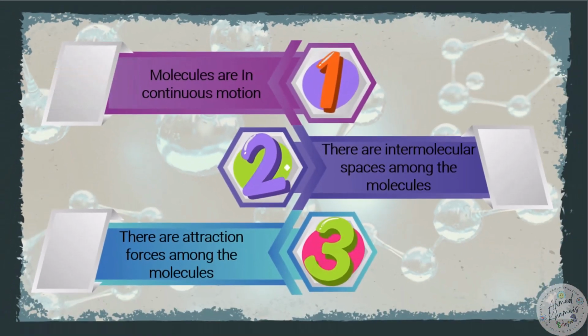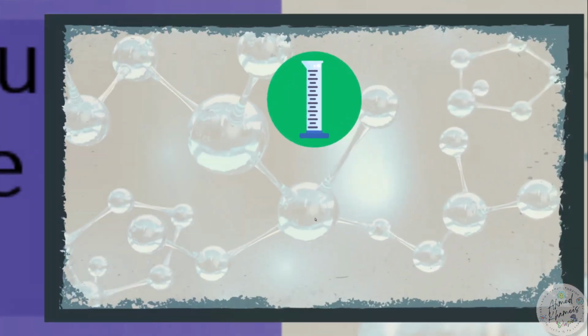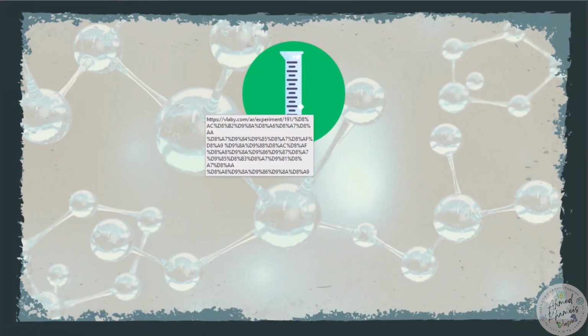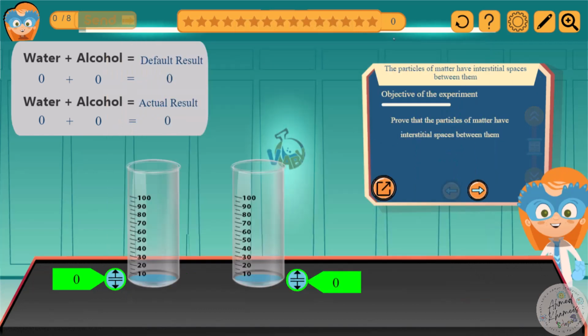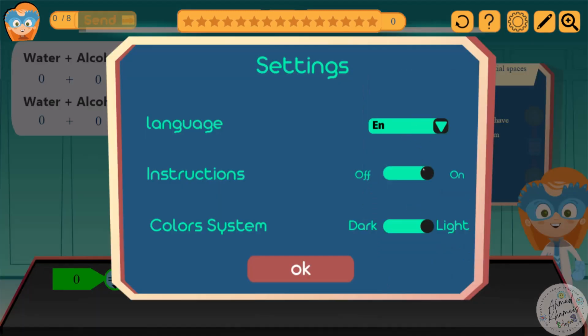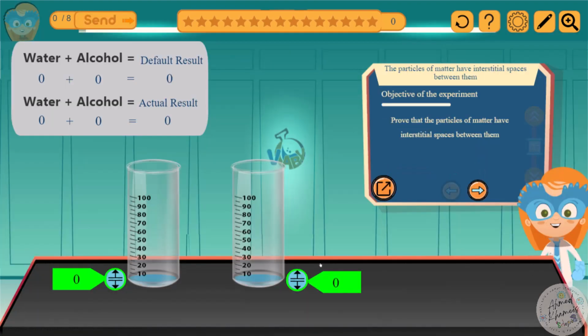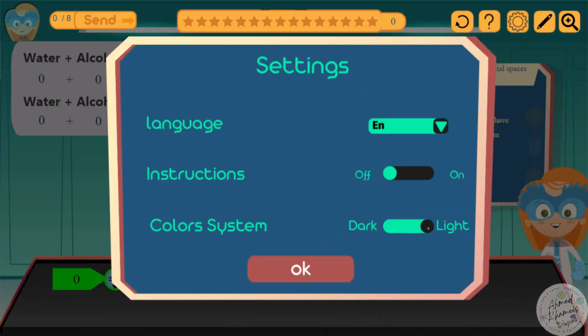So the second property: there are intermolecular spaces. So let's do this experiment. Welcome to this experiment. We will prove that the molecules of a substance have interstitial spaces between them. In front of you is a graduated cylinder, water and alcohol. Put an amount of water in a graduated cylinder and then add an amount of ethyl alcohol to it, then determine the volume of the mixture formed.